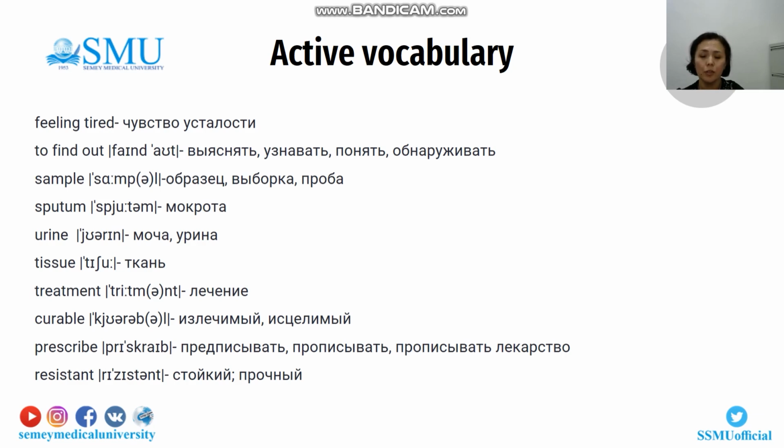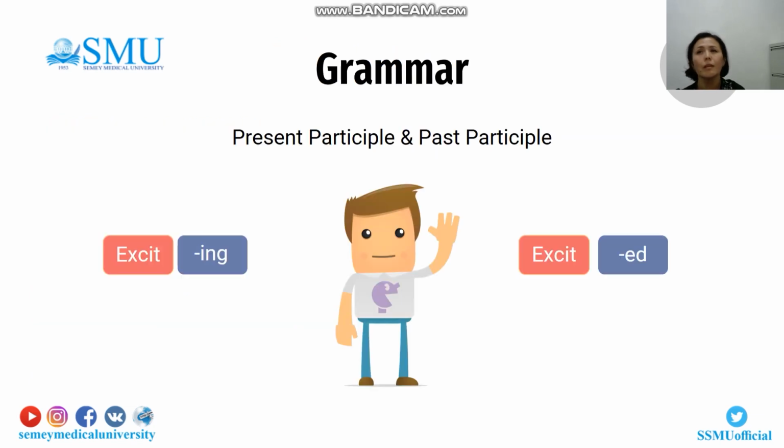Now let's turn to grammar. Today's grammar: participles. You know that there are two participles in the English language: present participle and past participle. We form present participle by adding ing to the verb and past participle by adding ed to the verb. We know that the participle is not the main verb in the sentence. It functions as adjective.